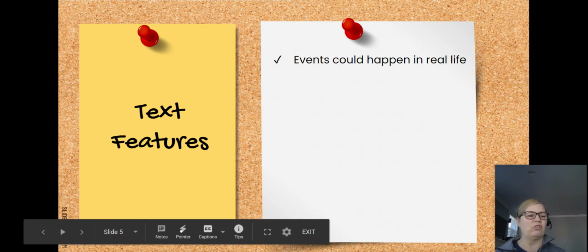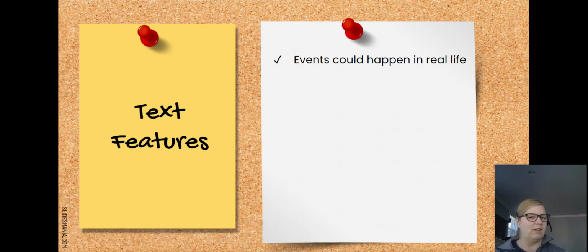Let's talk about the features you will find in a realistic fiction story. So like I just said, events that could really happen. Going back to our examples, could somebody fall off a roof? Absolutely. Could really happen. Could a family move to Arizona? Absolutely. What about somebody whose physical appearance causes other people to stare? All of these things could really happen.